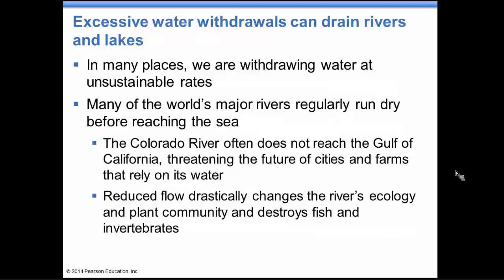So excessive water withdrawals can drain rivers and lakes. This just makes sense. There's only so much water. In many places, we're withdrawing way over what we can at a sustainable rate. Many of the world's rivers have been regularly run dry before reaching the sea. The Colorado River, for example, just in the United States, doesn't reach the Gulf of California, and this threatens the future of cities and farms that rely on water. So reduced flow drastically changes river ecology, also plant communities, and destroys fish and invertebrates.